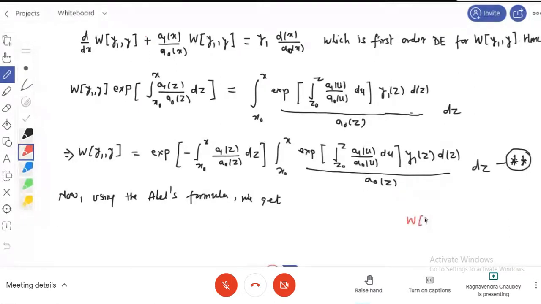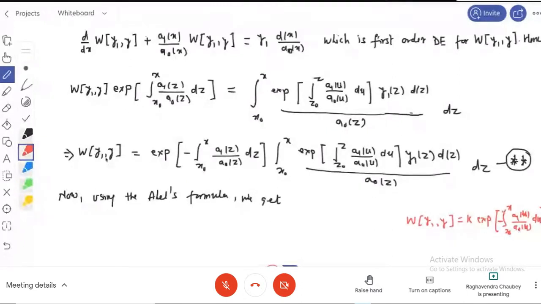So, the Wronskian of y1 and y equals k times the exponential of minus the integral from x naught to x of a1 x upon a naught x dx. This is a function of u, and then you find this is a function of x. Or you can replace this u by z or any variable. So by using Abel's formula, this is your Abel's formula.